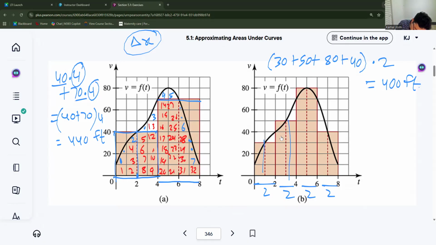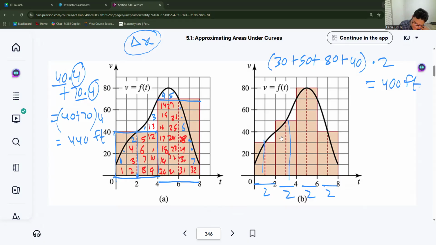1, 2, 3, 4, 5, 6. So there are 6 squares which we did not count, which are covered less than half. But there are 7 squares which are covered more than half, and we counted them in. Again, it's not exact, but a much better approximation. That is as good as you can get in terms of approximation.